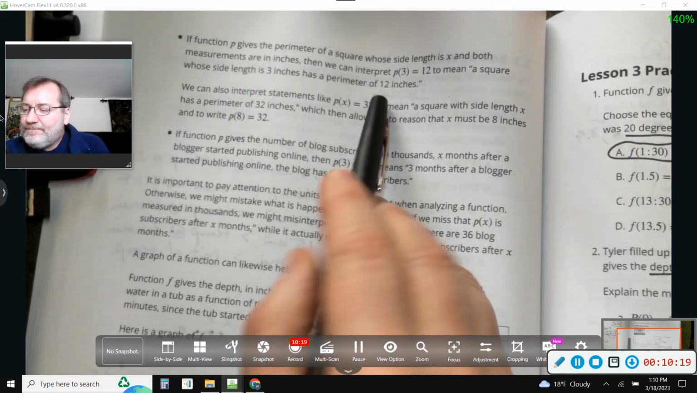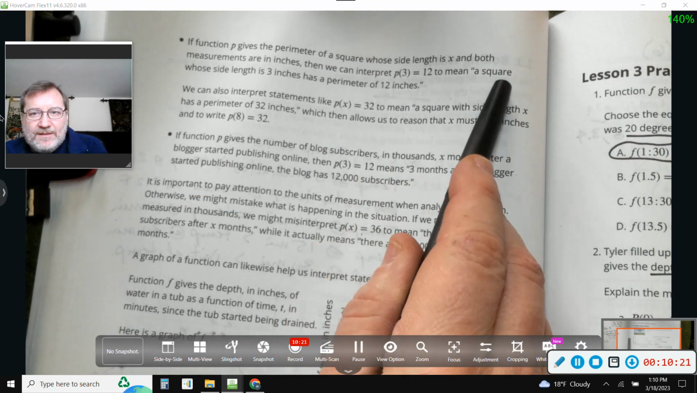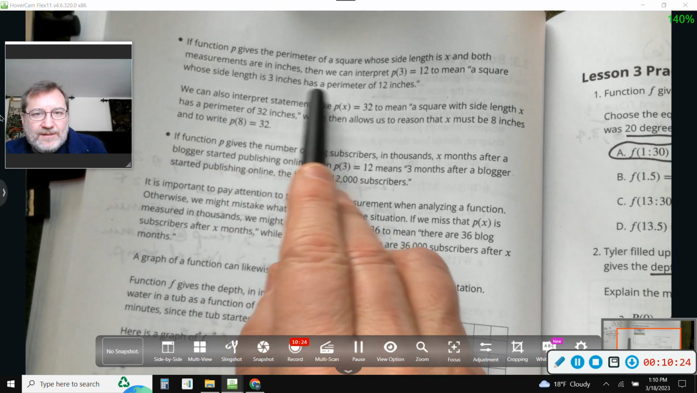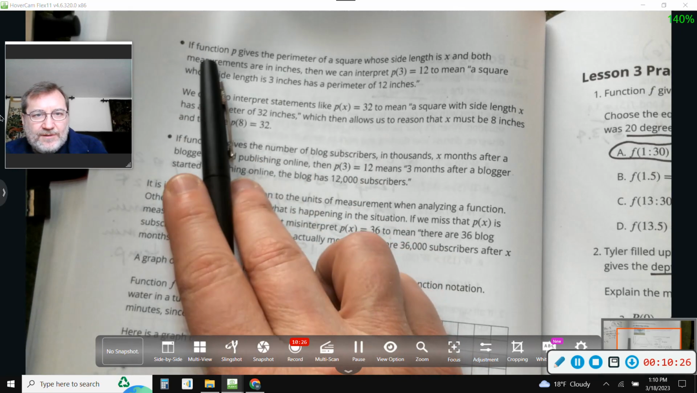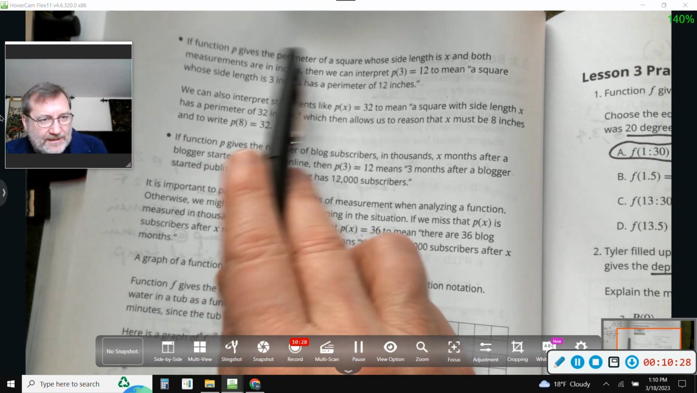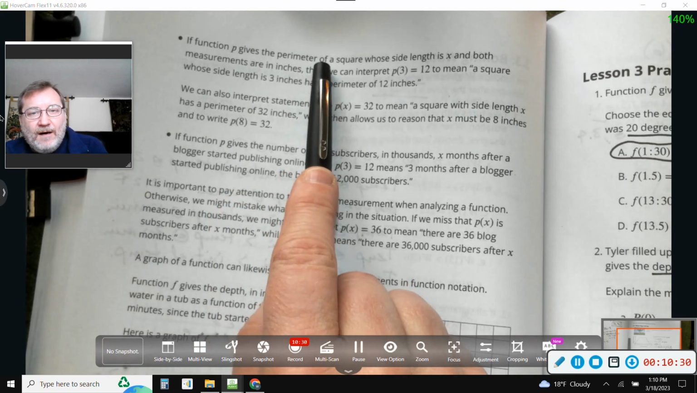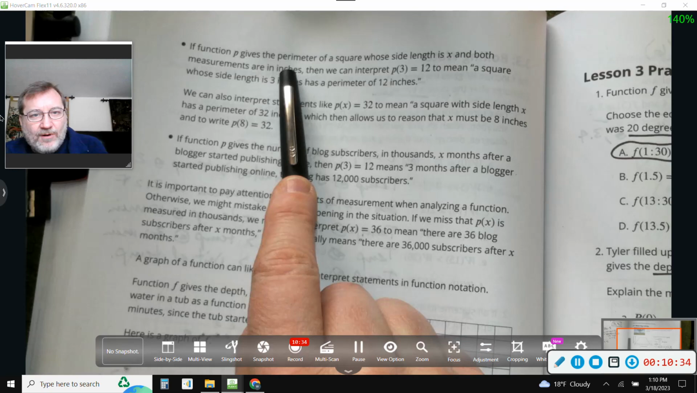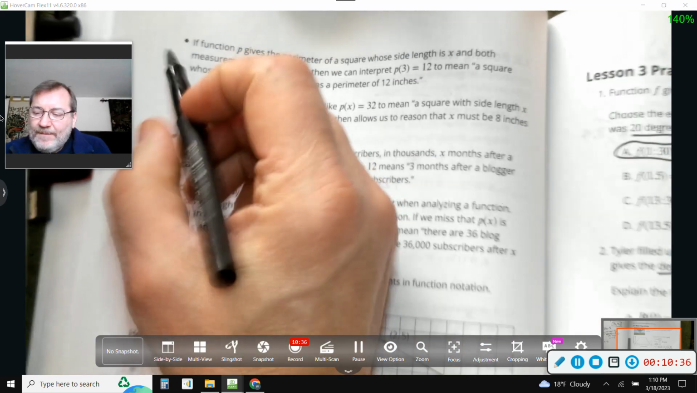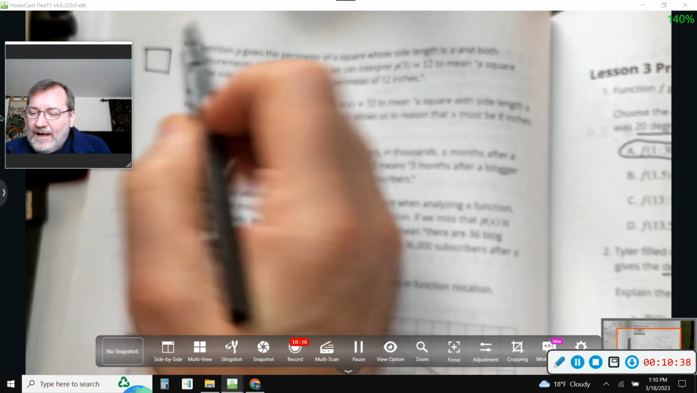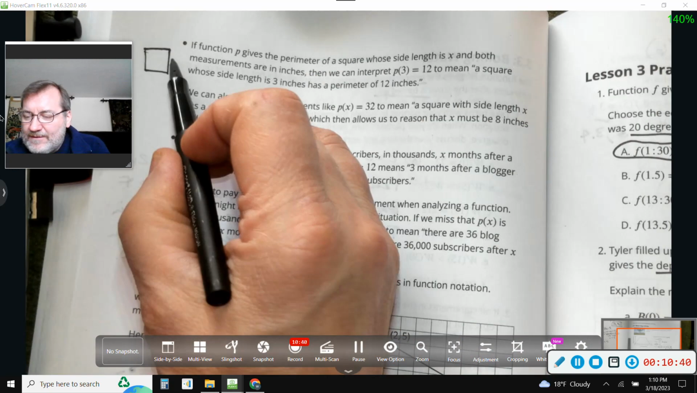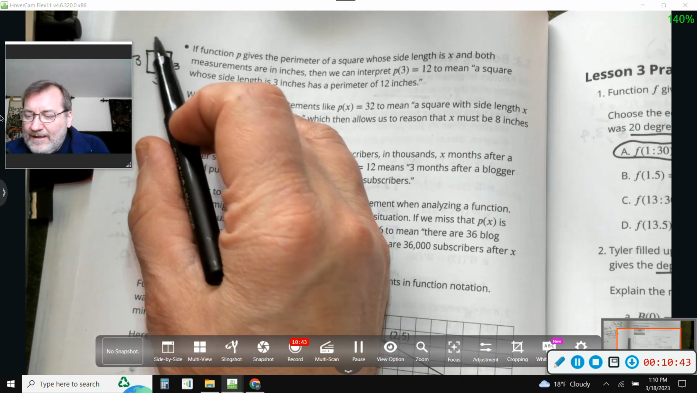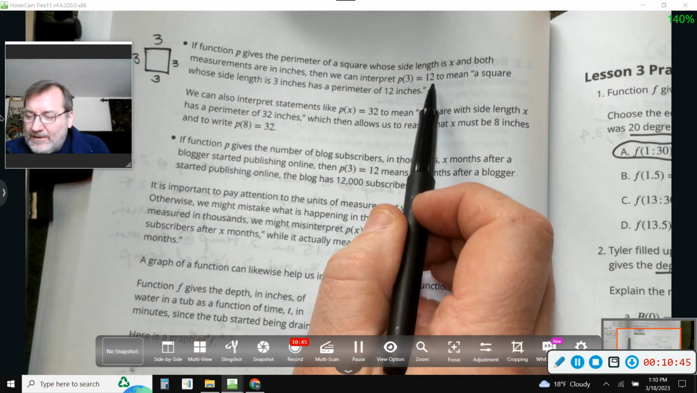Big thing here. P at 3 equals 12 means a square with sides of 3 inches has a perimeter of 12. So they're saying that P gives you a perimeter, which is the distance around something, of a square with side length x, and both measurements are in inches. So remember, it's a square, so every one of the sides is the same length. So if it's 3 and 3 and 3 and 3, you can add those together and you'll get 12.